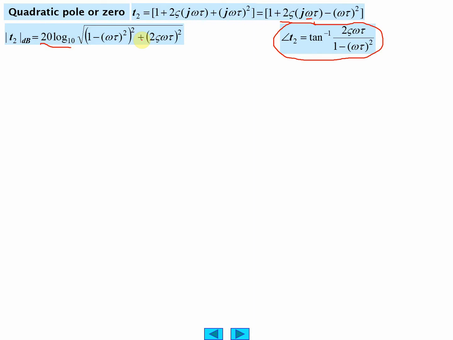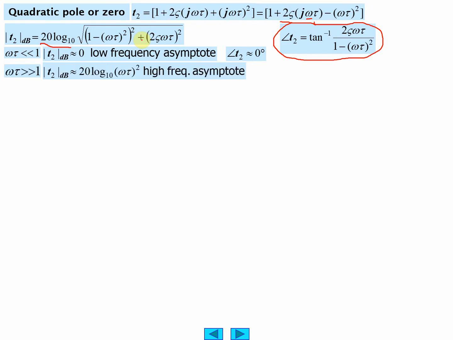So keep going. We do the same thing. We take a look at what happens when you're at low frequencies, and then what happens at high frequencies, the high frequency asymptote. This 2 right here will make a factor of 40, by the way. Note that. 40 dB per decade. Phase angle 180 instead of 90.